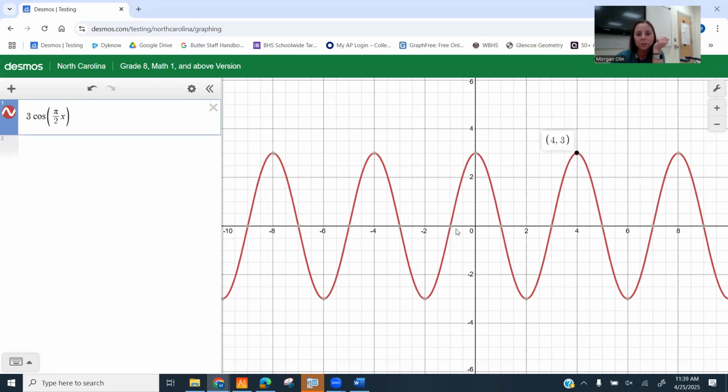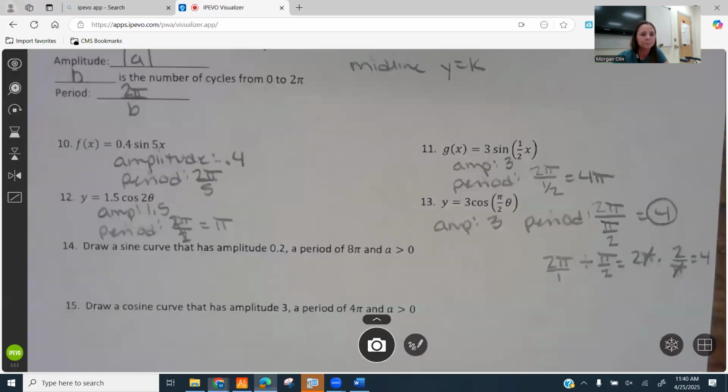Now, what is our amplitude? Well, here, again, it looks like our midline is y equals 0. And again, it is y equals 0 because there's nothing added or subtracted out here. So really, if we just take one of the maxes, we see that it is 3. But again, it's just whatever number's out there. Just make it positive if it's negative. So there we go.